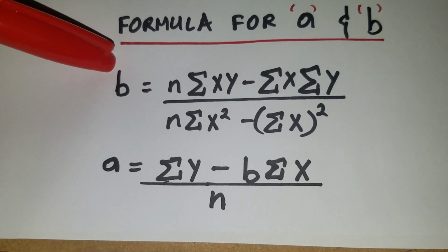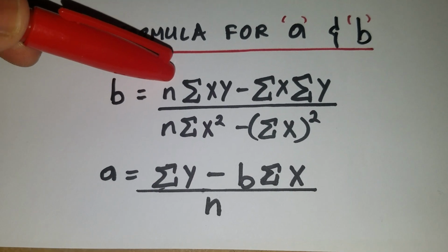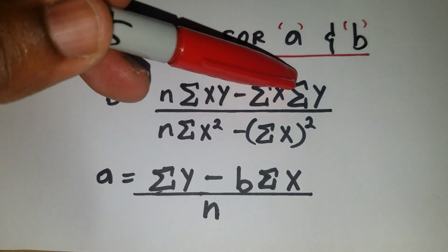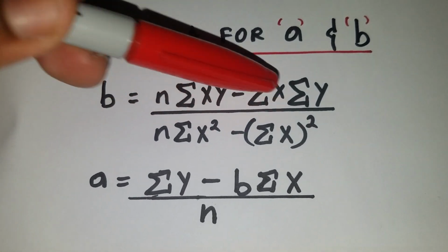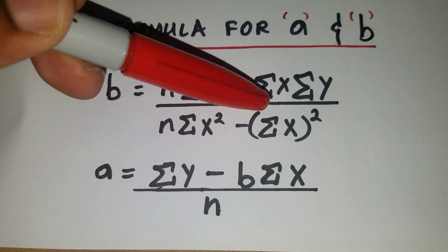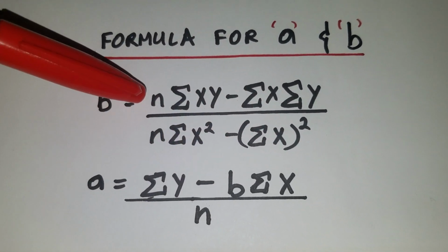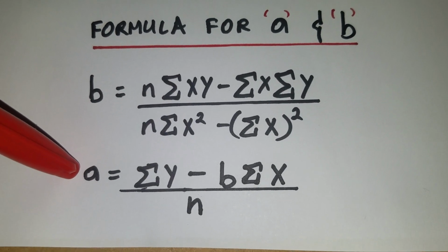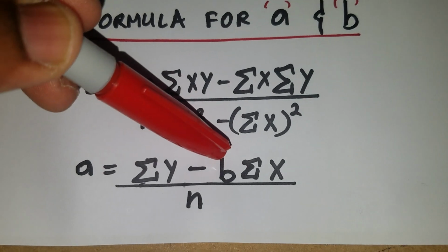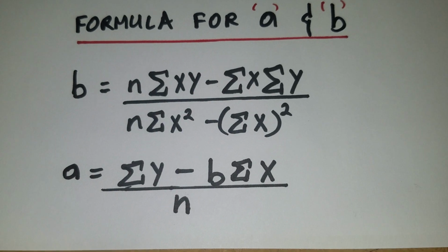So to calculate b, which is, once more, the slope, it would be n times the sum of xy minus the sum of x multiplied by the sum of y, divided by n multiplied by the sum of x squared minus the sum of x, all squared. And once we find the gradient b, we can then find the y-intercept a, which is simply the sum of y minus b multiplied by the sum of x, all divided by n.